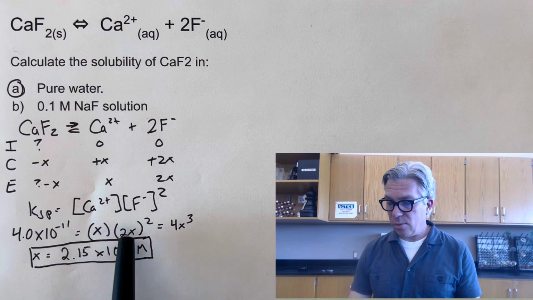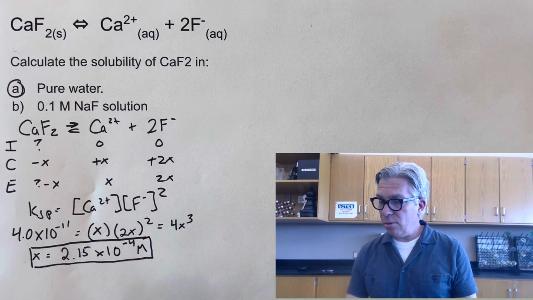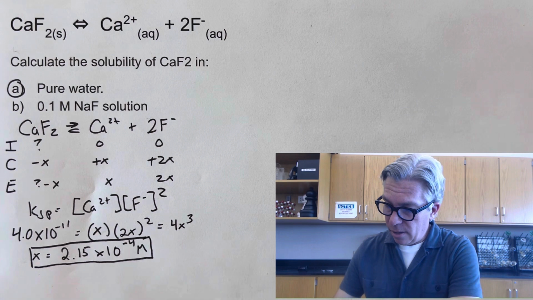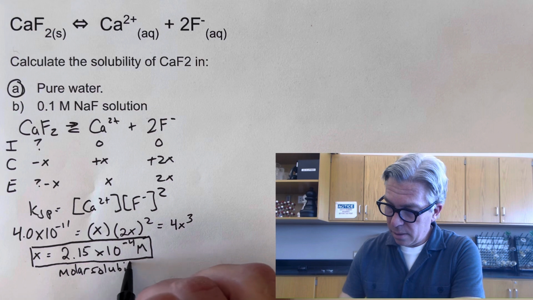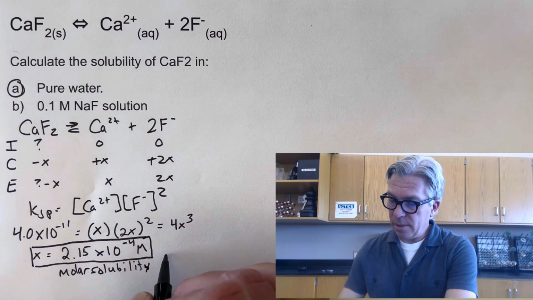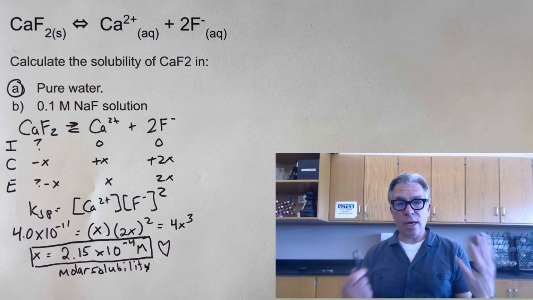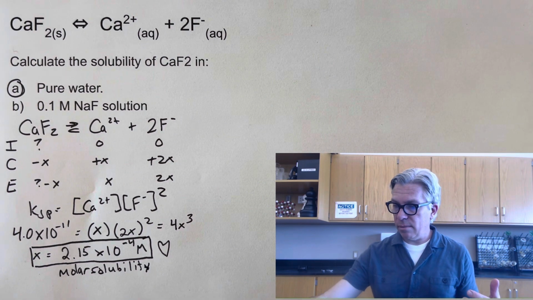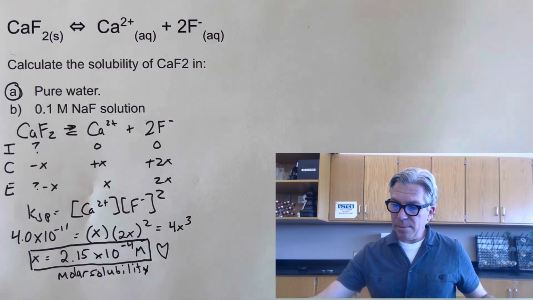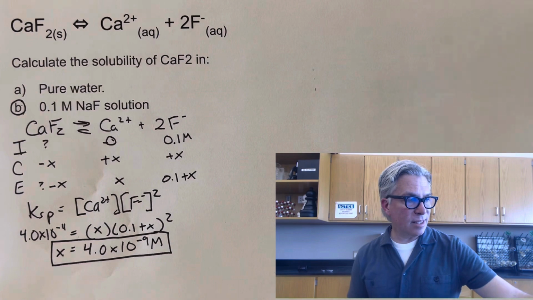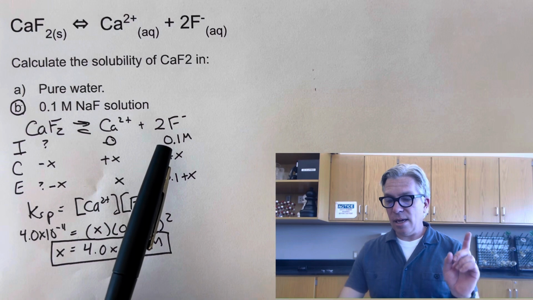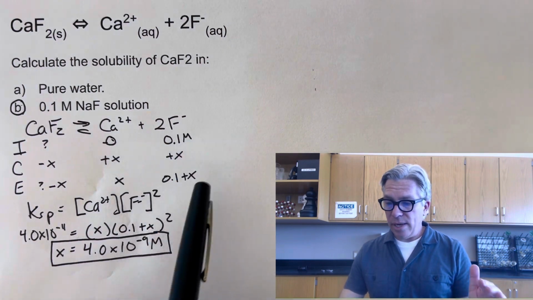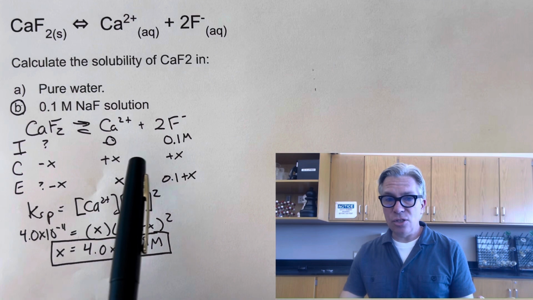I plugged in x and 2x and squared it. That simplifies to 4x cubed, and I got an x value, or a molar solubility, of 2.15 times 10 to the minus fourth moles per liter. So not a lot dissolves, but it's measurable, and we can account for that. Now let's see what happens if we choose the 0.1 molar sodium fluoride solution and repeat the same calculation. The only difference here is that the initial value for the fluoride is now 0.1 and not 0, and so we actually have something in there that it's trying to dissolve into.